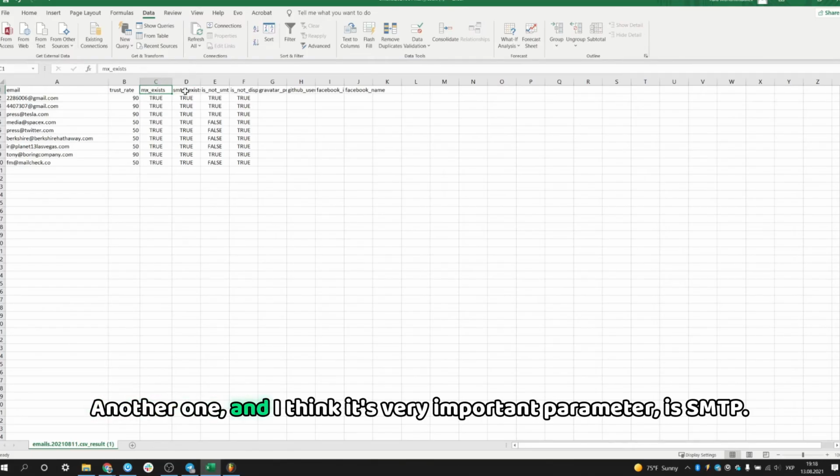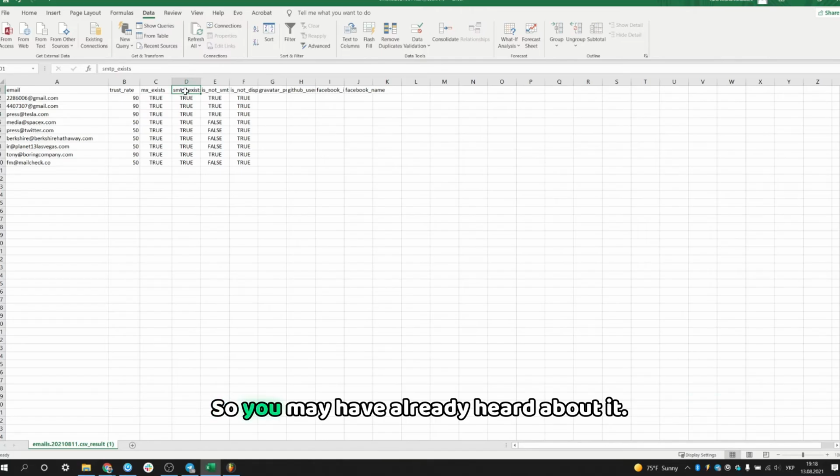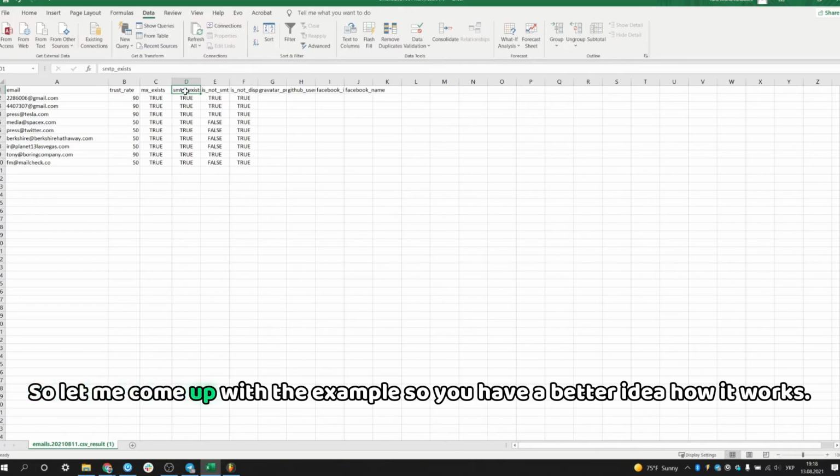Another one, and I think it's a very important parameter, is SMTP. So you may have already heard about it. This check confirms if your email exists. So let me come up with an example so you have a better idea how it works.